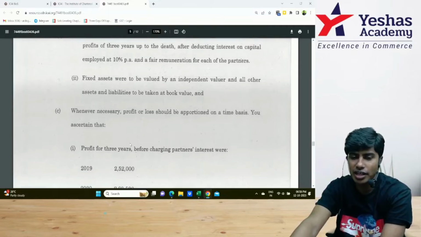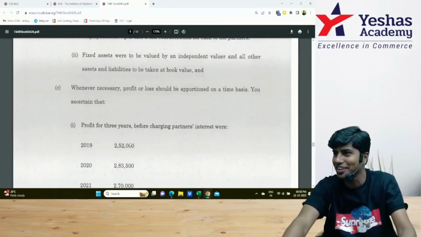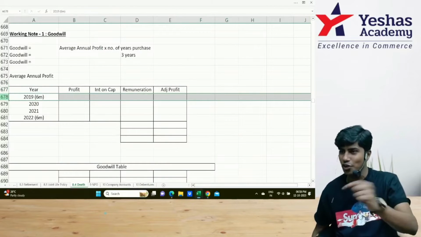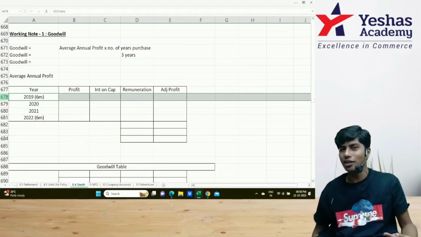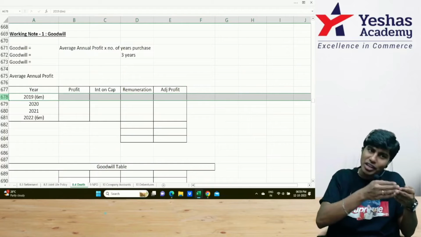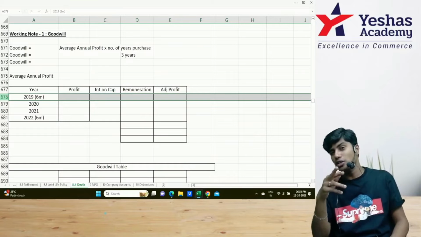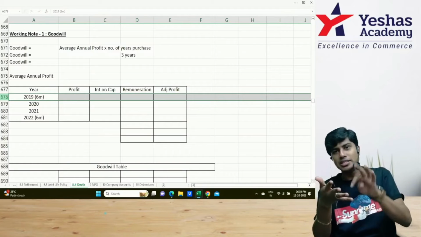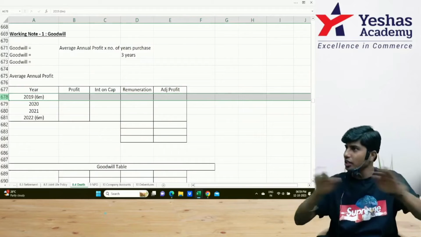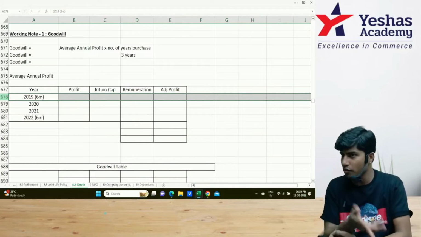Next, whenever necessary, profits or losses should be apportioned on time basis. You know what they are telling here? Here we want 6 months profit, no? How do you find 6 months profit? They will give the full year profit. You should do into 6 by 12. You should assume that profits are equally spread throughout the year. First 6 months profit and next 6 months profit are the same. You cannot say, sir, in the second 6 months sales will be more, because Deepavali, Dasara, Christmas are there. You should take it equally. That's what we'll assume even if they don't tell.